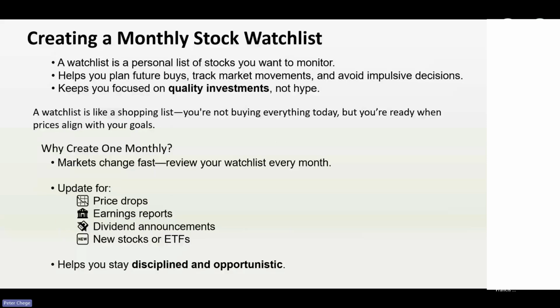So now we come to creating a monthly stock watch list. We have seen in the stock market, you have over 1,000 stocks to choose from. Do you want to go through all of them every time you want to buy? No. You need to have a stock watch list that you can refer to and see which shares to buy. So a watch list is like a personal list of stocks that you want to monitor. You just pick a few, maybe 5, 10, 20, 50. Those are the ones you want to monitor. Then when you have funds and they are ready and you know the prices are in your favor, you can buy. Or there is an announcement on dividend, you can buy.